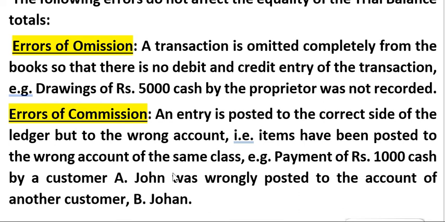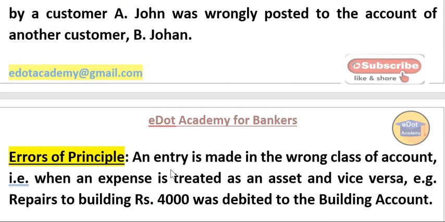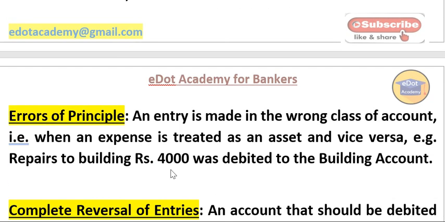So this is called error of commission. Commission is also difficult to find out. So this also doesn't affect the trial balance. Next, error of principle. An entry is made in the wrong class of account, when an expense is treated as an asset. I took one example, like expenditure on addition of building you have taken as maintenance. You spent it in maintenance. In that case also your totaling will be okay, but you have committed the mistake. So here an expense is treated as an asset or vice versa.